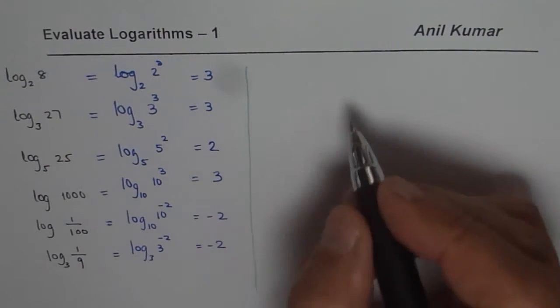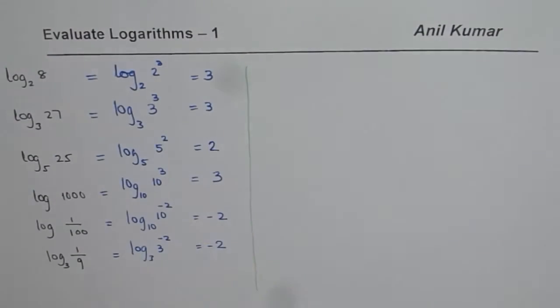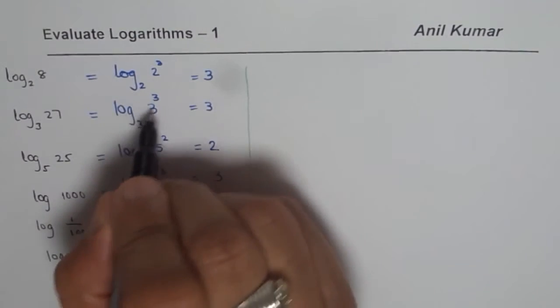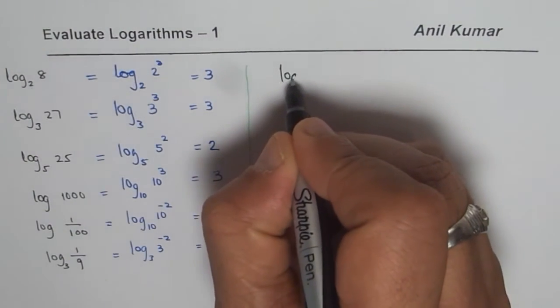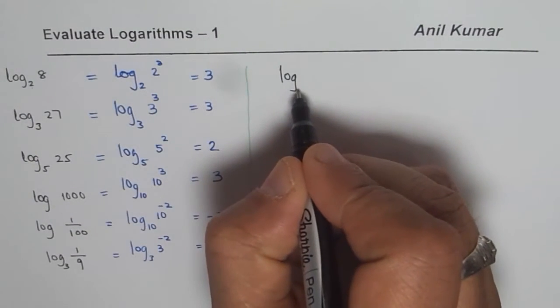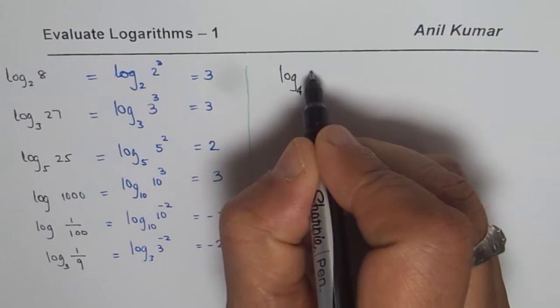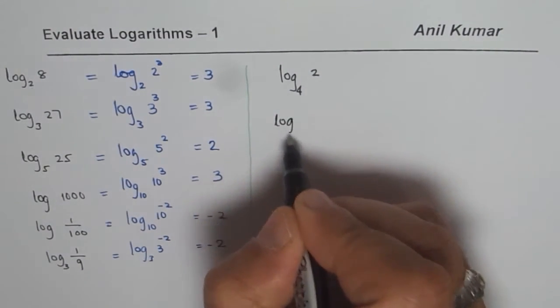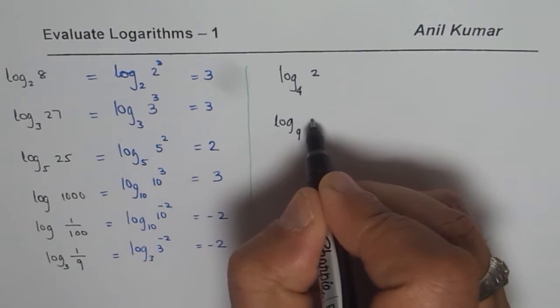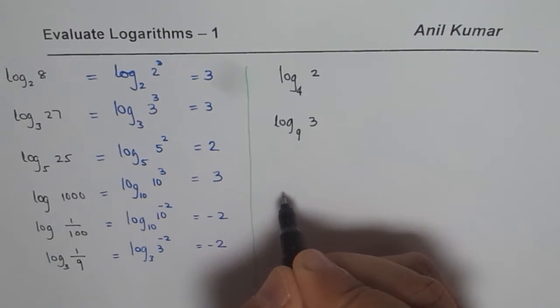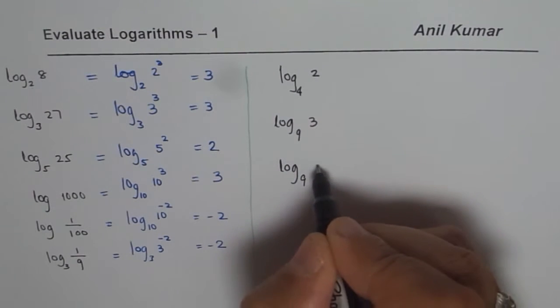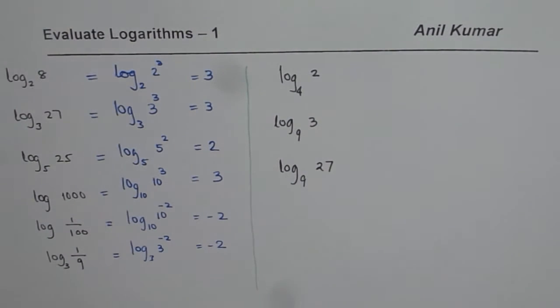Now let me introduce you to some square root kind of things, right? Now I'll complicate it a bit. I'll write in the reverse fashion. I could have log to the base 4 of 2. So these are kind of different. Log to the base 9 of, let us say, 3. And then I'll take log to the base 9 of 27. Let us see how to solve these questions now.